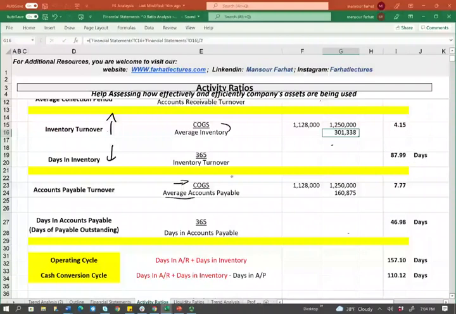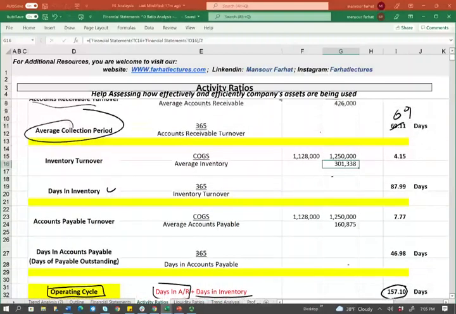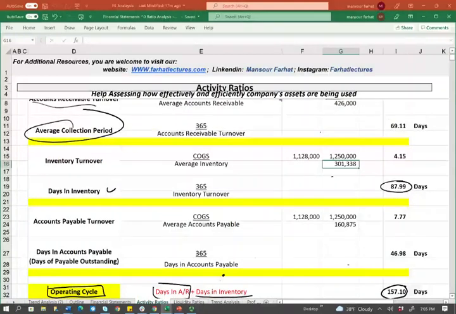Now, taking those three ratios together, we can compute something called the operating cycle. The operating cycle is taking days in accounts receivable, or average collection period, which is this number here, plus days in inventory. And that's going to give us 157.1 days. What does that mean, operating cycle? It means from the time we buy the inventory until we sell it, it takes us 88 days. So if this is 0, we buy the inventory, 88 days later we sell it.